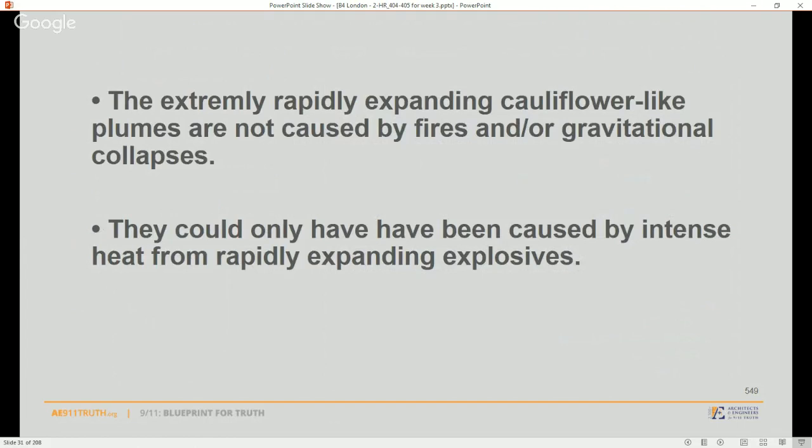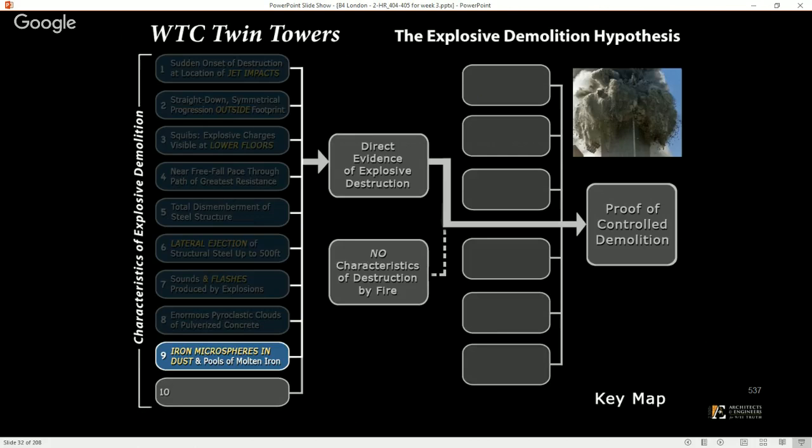Extremely rapidly expanding cauliflower plumes are not caused by fires or gravitational collapses. This is very important. We've seen plenty of examples of collapses. Yes, they produce dust. They do not produce rapidly expanding cauliflower-like plumes. This is pyroclastic-like clouds produced from expanding heat.